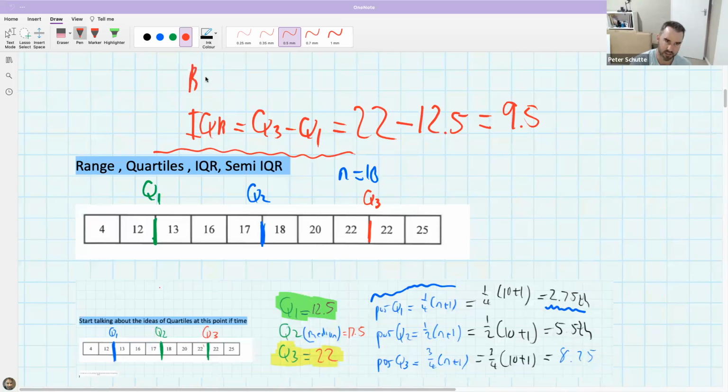But there is another measure of spread, which is the range. Can you tell me what the range is for this data set?